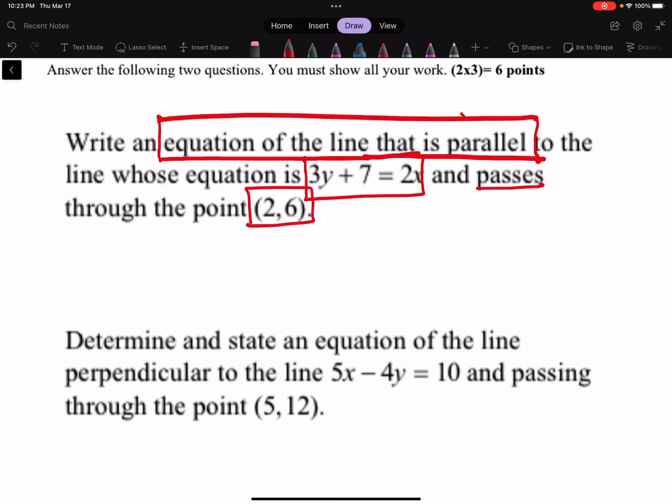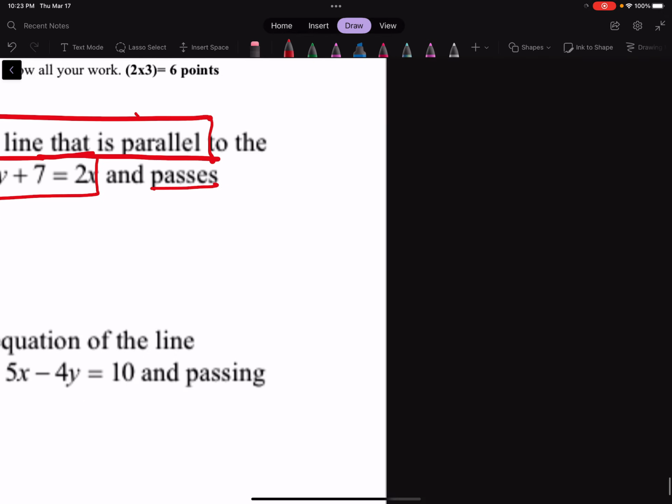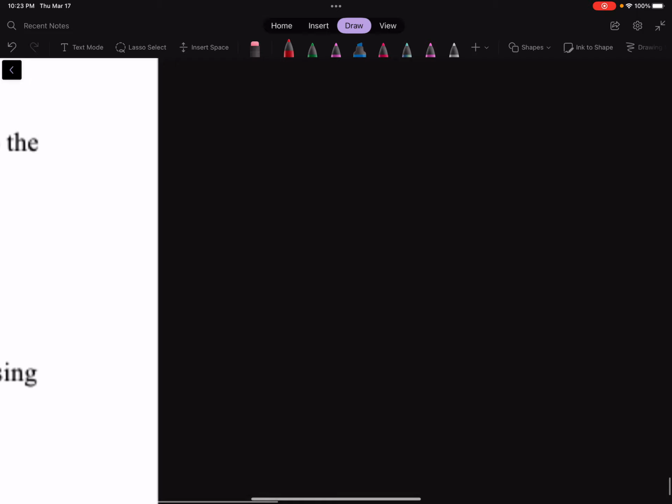A point is also given. So our first objective is to write an equation. So how can we write a linear equation? We can write an equation in two ways. One is the most popular and commonly known, our slope intercept form. Slope intercept formula.